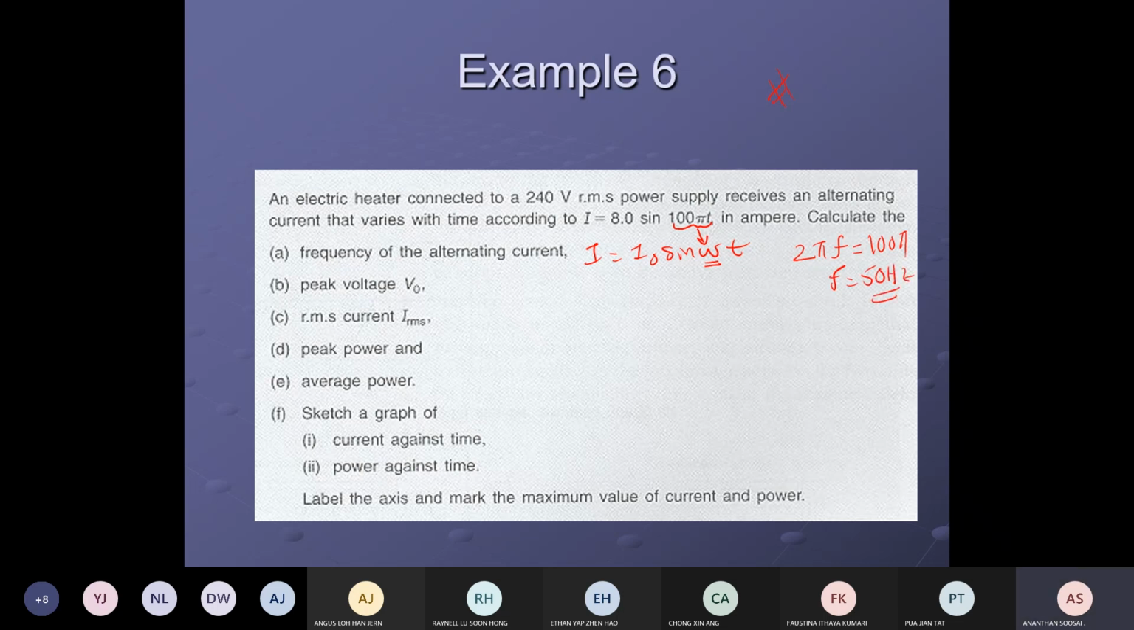So interpreting the equation, whatever remains beside the trigo function and the t is the omega, the angular frequency. And the 8 is definitely the peak current, 8 ampere. These are the two pieces of information you get from the AC: the omega and the peak current, if it's a current formula. Now peak voltage: RMS is given, so we can find the peak. 240 root 2 times root 2 gives the peak voltage, correct?